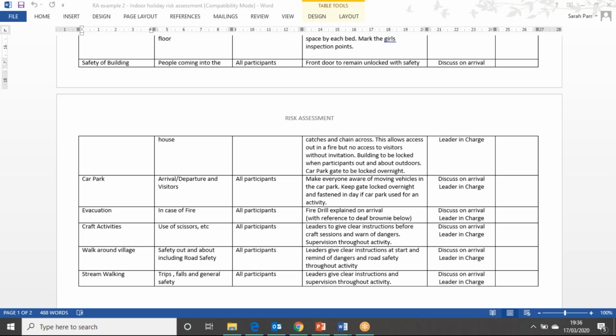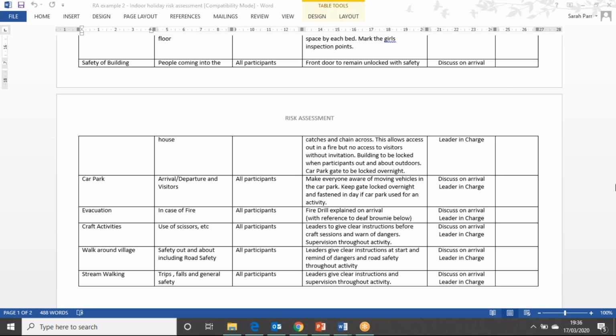No, please. You're making some really good points. Like use of scissors, etc. What does etc. mean exactly? Yeah, I've noticed that. They've done it with a lot of the who or what is at risk. They've minimised it. They've not gone into detail of who is at risk or why they're at risk and what the risk is.